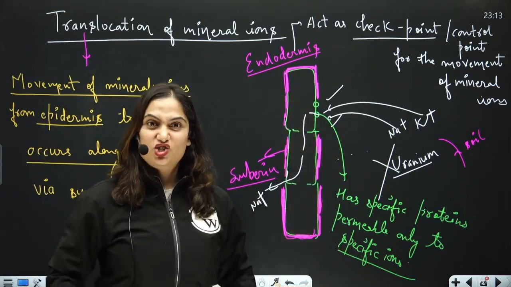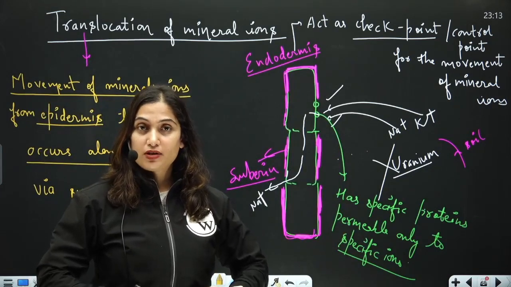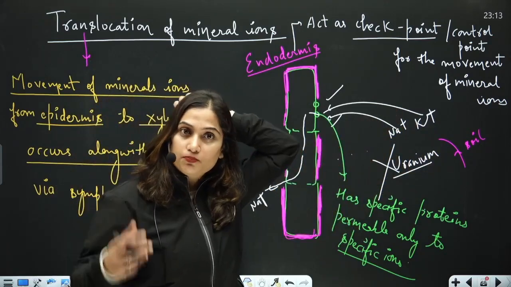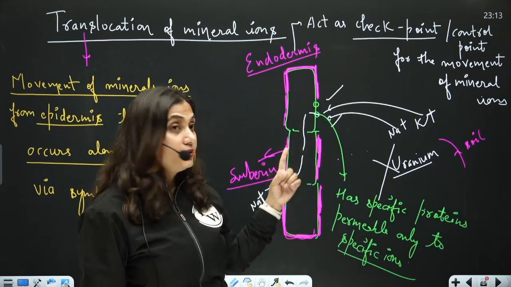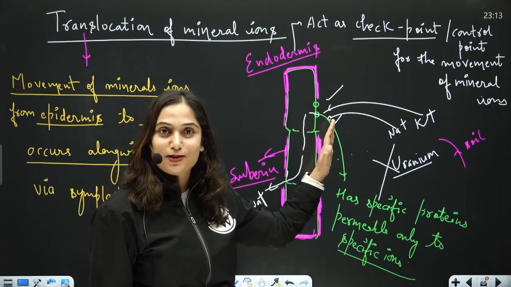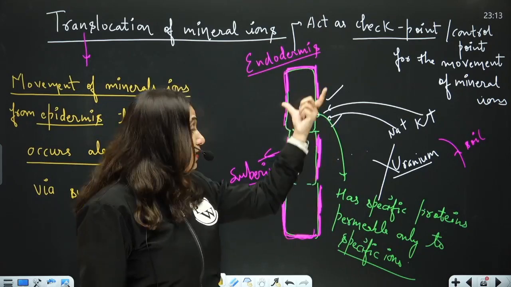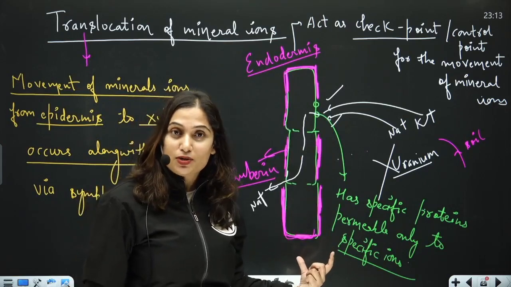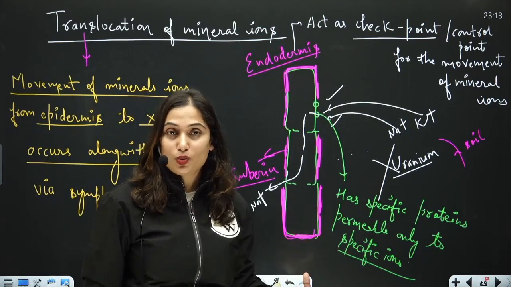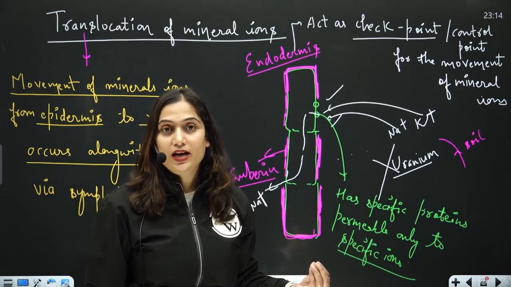So the endodermis is a checkpoint. The endodermis is a checkpoint which regulates the movement of mineral ions. Suppose some harmful mineral is coming from the soil, suppose uranium. So this endodermis will not allow uranium to go into the xylem. It will stop it here and here and here. It will allow only useful mineral ions to go to the xylem. This means the endodermis, because it has suberin in it, is a very special layer in the root which regulates the movement of mineral ions and maintains the unidirectional flow.